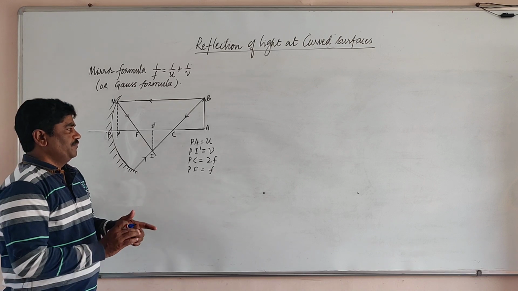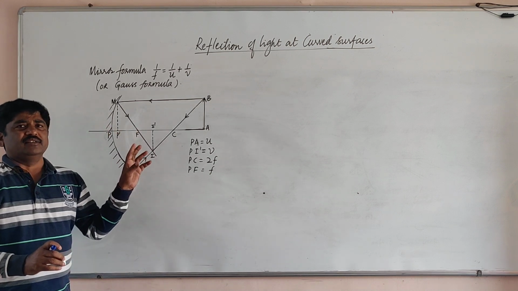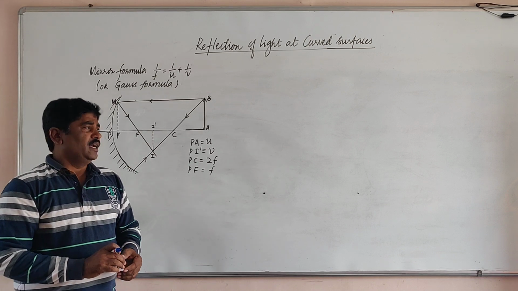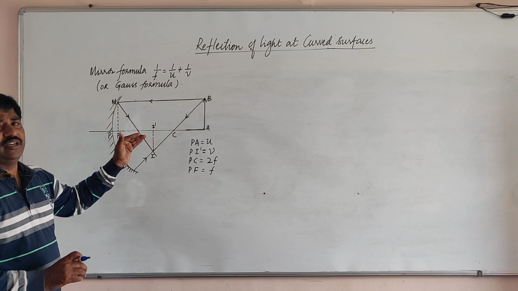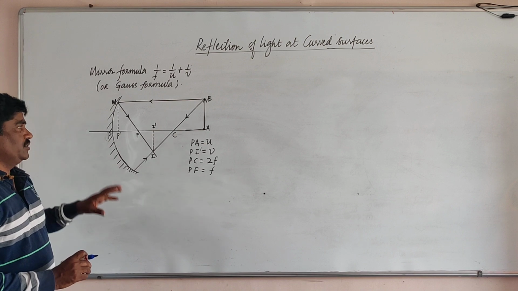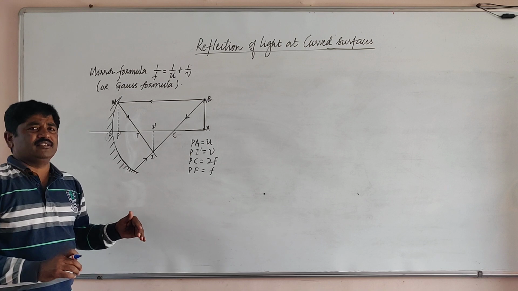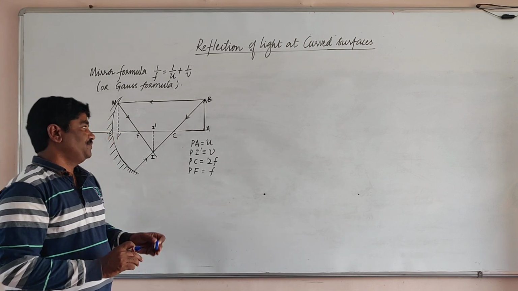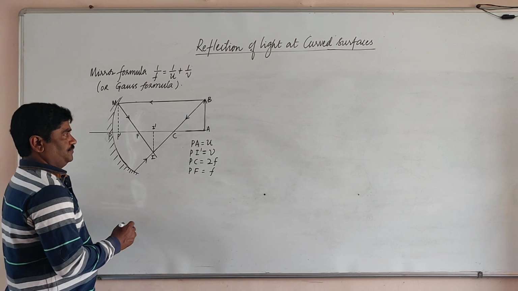So from this, as we know all the notations, we can apply the sign convention rules also. All the distances are measured from the pole, and all the distances opposite to the incident ray are taken as negative, and in the direction of the incident ray are taken as positive. Above the principal axis, heights are considered positive; below the principal axis, heights are considered negative. We know this sign convention very well. But now we are going to prove this derivation with a simple four triangles formula.